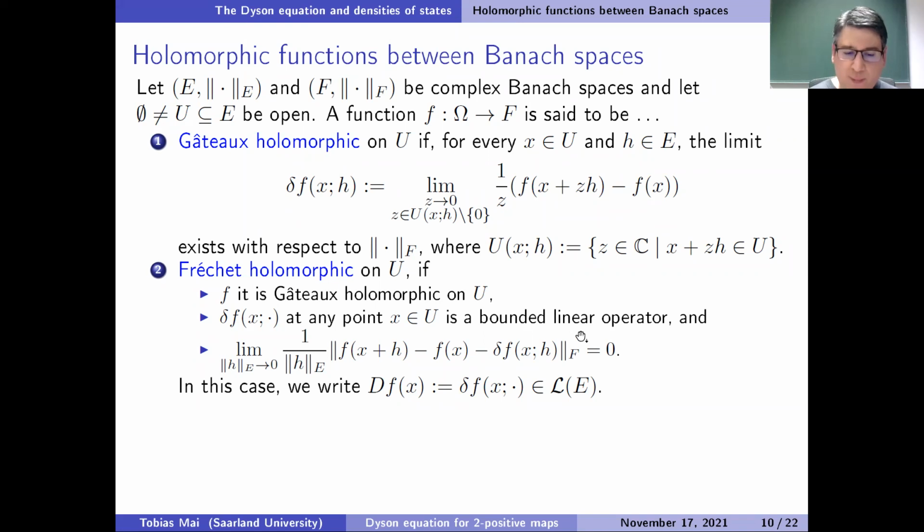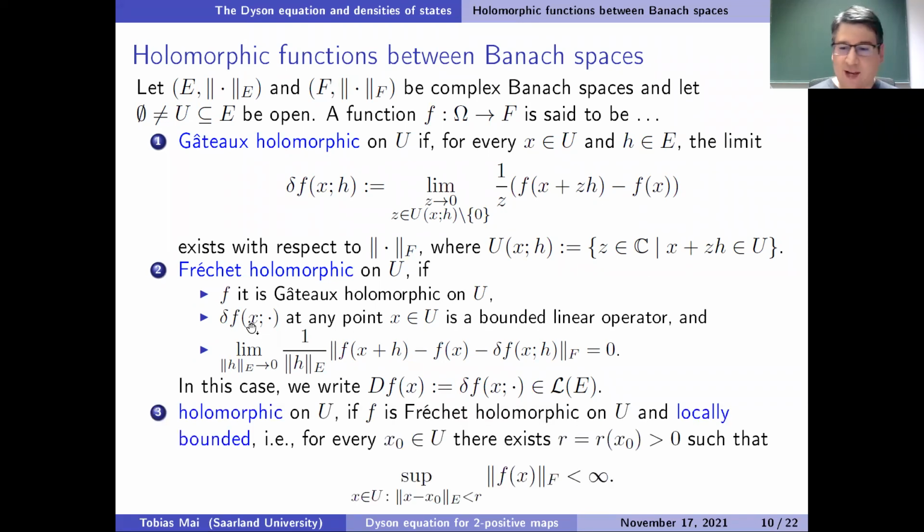defines a bounded linear operator, and it has this property that it's somehow the first order term in the Taylor expansion. So this is what I'm saying here, and in this case, we define the Fréchet derivative to be just this linear map introduced by the Gateaux derivative. And we just call a function holomorphic if it is Fréchet holomorphic and at the same time contains a minimal amount of continuity, namely local boundedness.